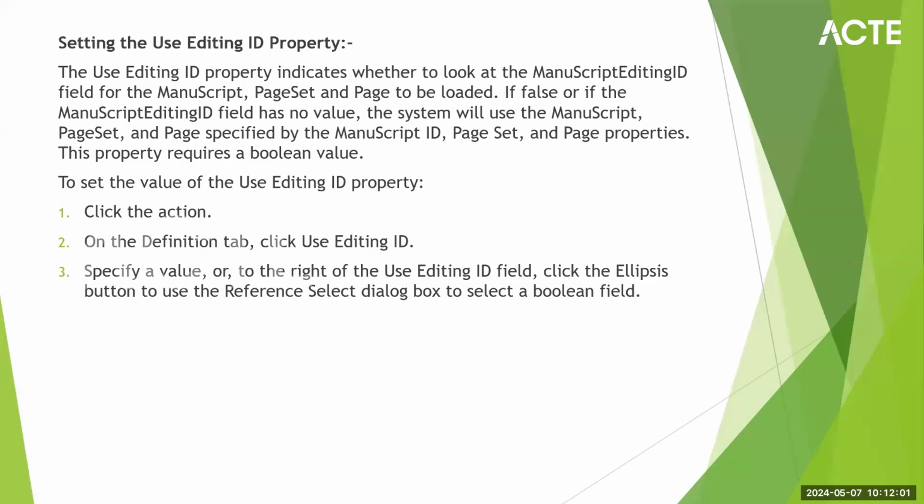Setting the use editing ID property. The use editing ID property indicates whether to look at the manuscript editing ID field for the manuscript page set or page to be loaded. If false or the editing field has no value, the system will use the manuscript page specified by the manuscript ID, page set and page property. The use editing ID property.